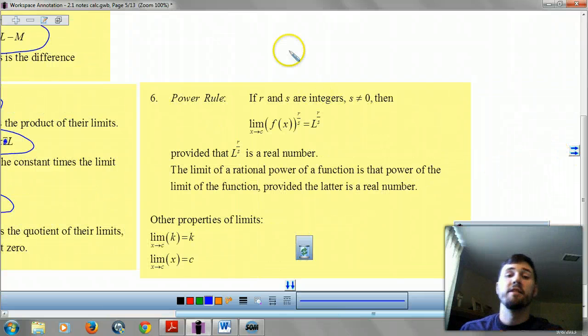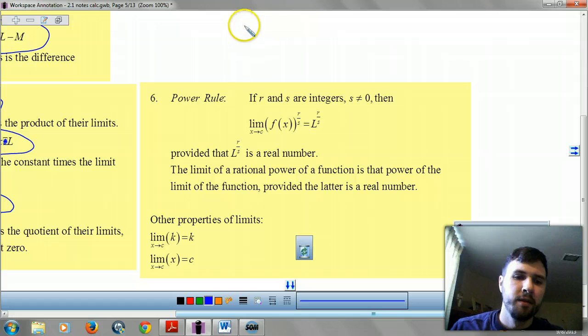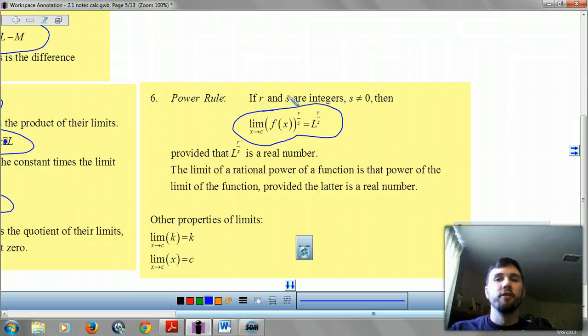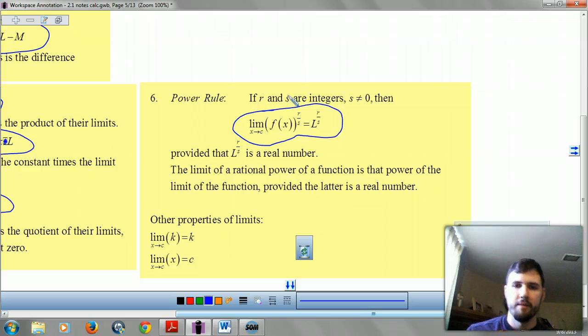The last one is the power rule. Okay? If you take your function to a power, you can take your limit to a power to get your limit. Okay, so if you know the limit of a function, take that function to like the second power, take the limit to the second power, and find the new limit. Okay?